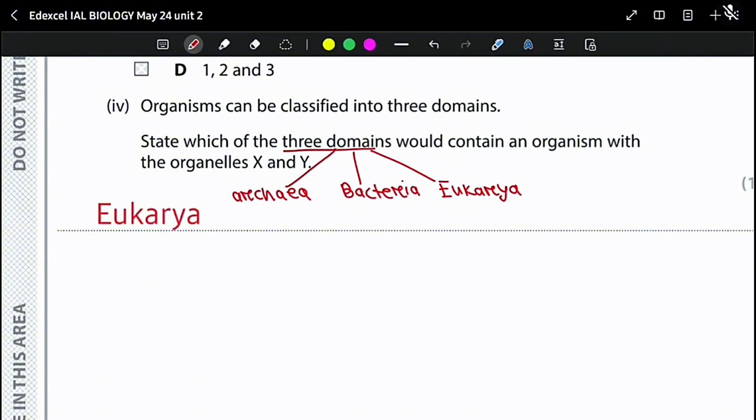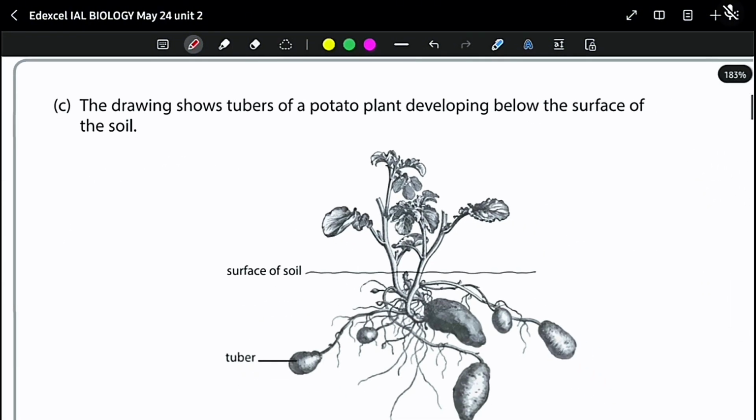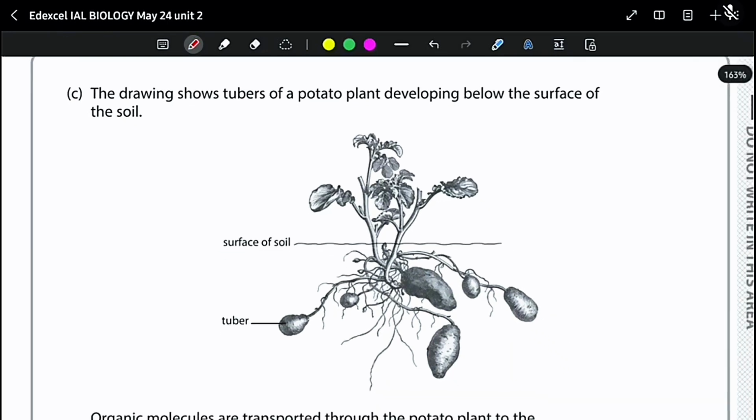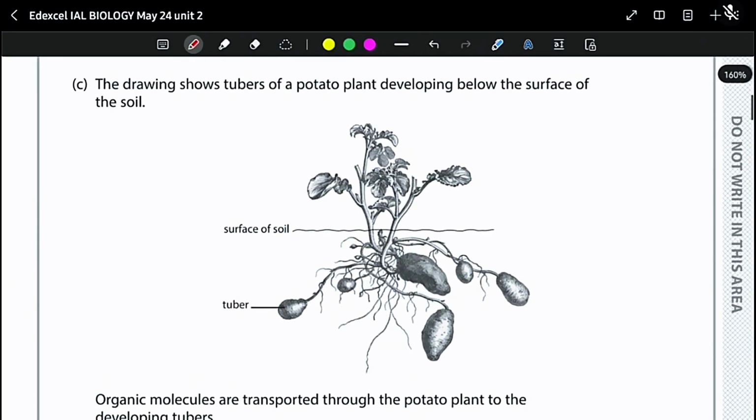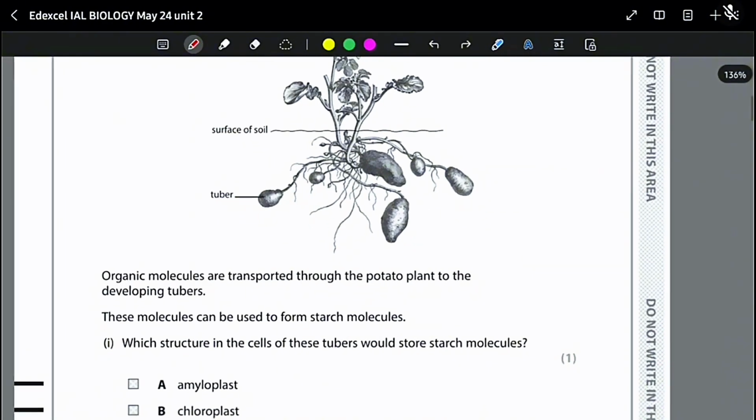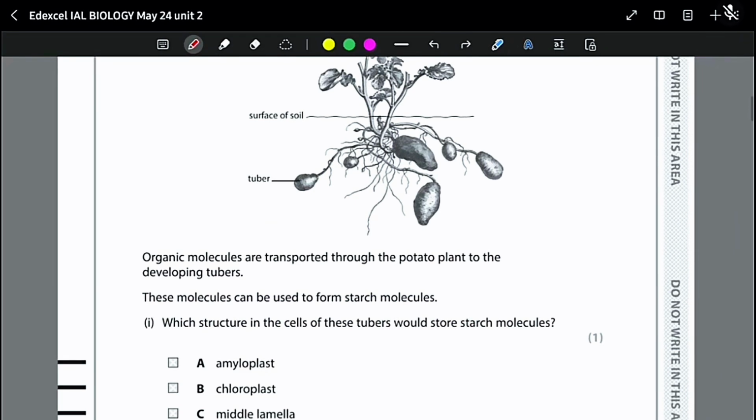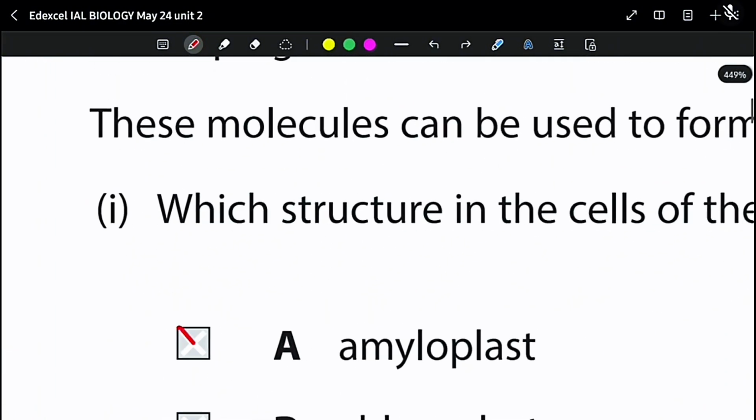Next question. C. The drawing shows tubers of a potato plant developing below the surface of the soil. So here we can see a potato plant and there are tubers of potato. Organic molecules are transported through the potato plant to the developing tubers. These molecules can be used to form starch molecules. Which structure in the cells of these tubers would store starch molecules? We know amyloplasts store the starch molecules. So the answer should be A, amyloplast.